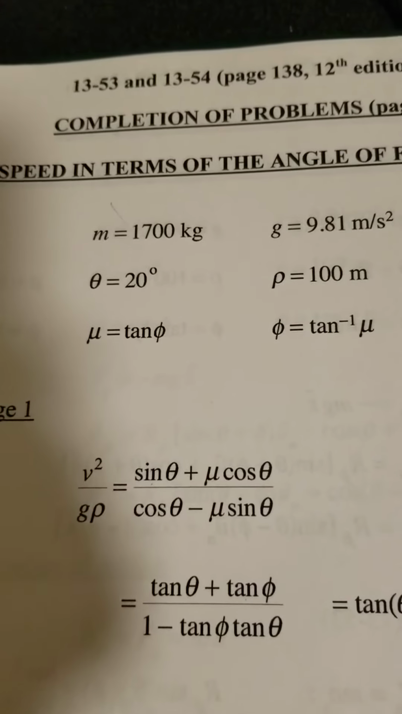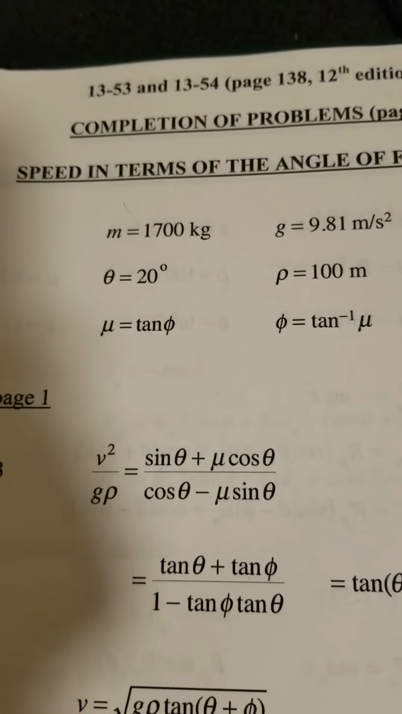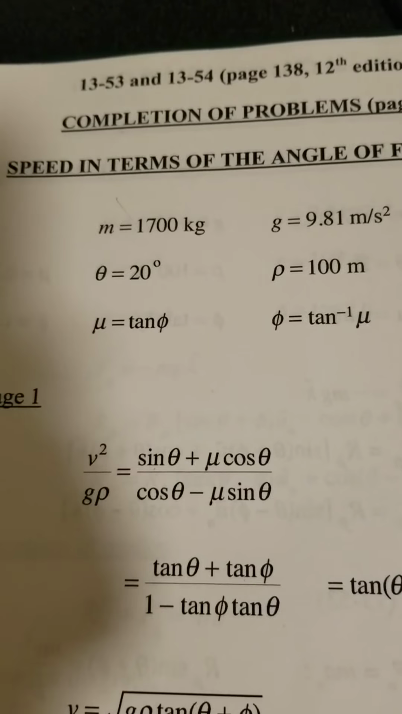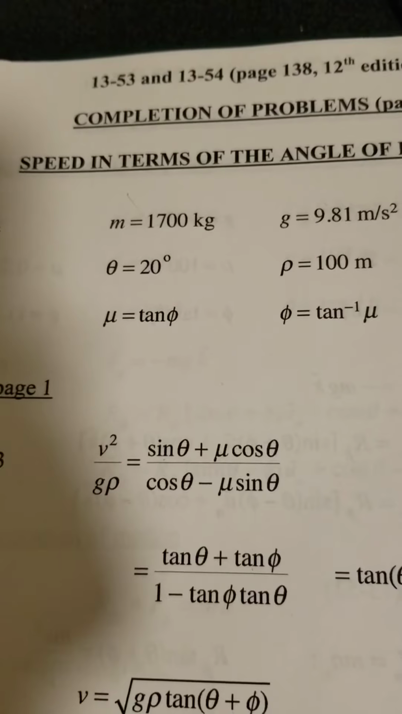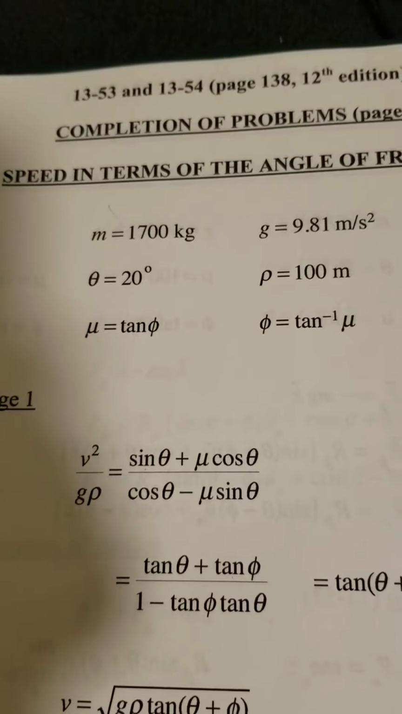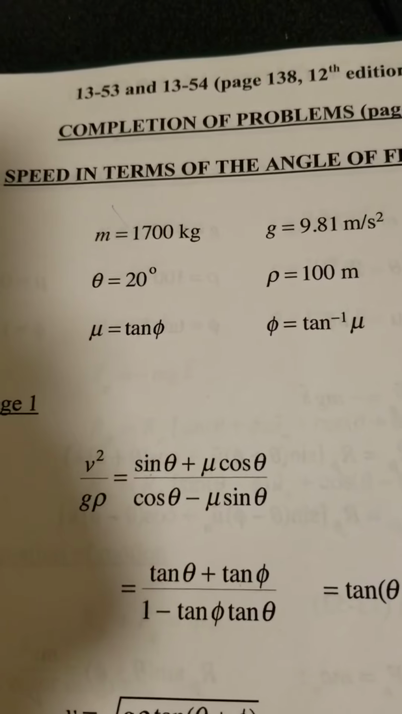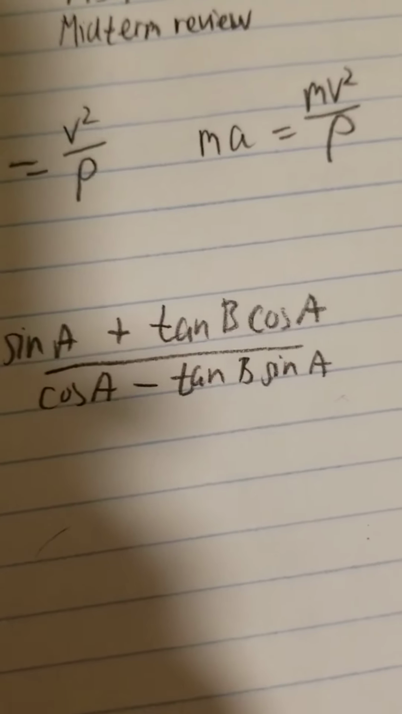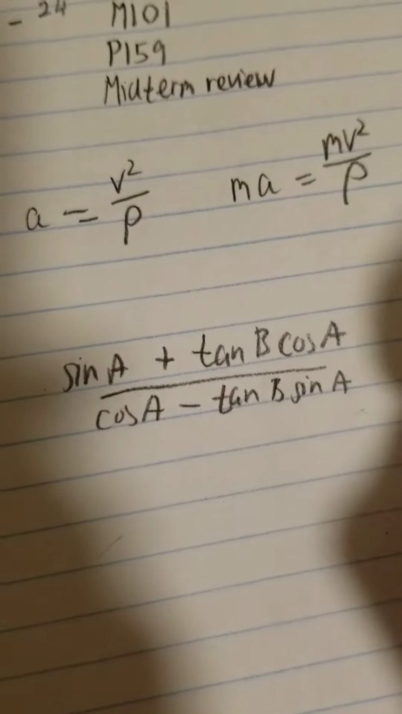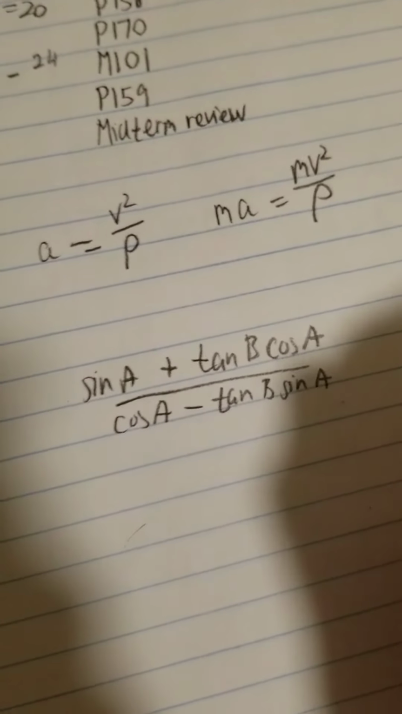So you have sine a plus tan b cosine a, all over cosine a minus tan b sine a. So this looks like this. And if you simplify this even more, tan b is equivalent to sine b over cosine b. So I'm just going to rewrite what I have there.